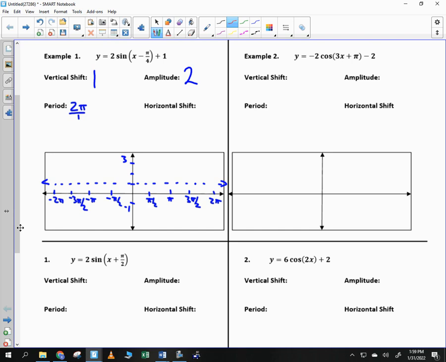True or false? There's a horizontal shift. True. And it is pi over 4. So before I make my graph with the horizontal shift, I'm going to make a ghost graph. Where does sine start? I start in the middle. I add up.